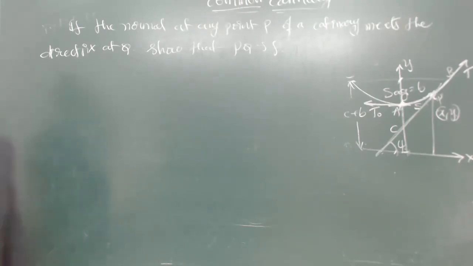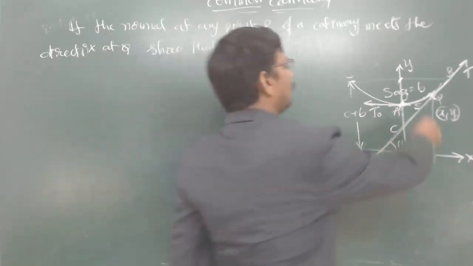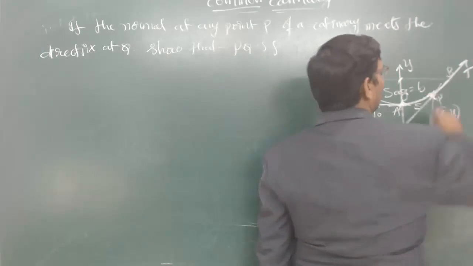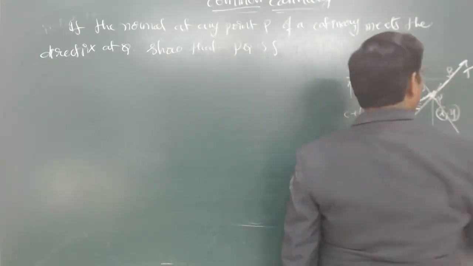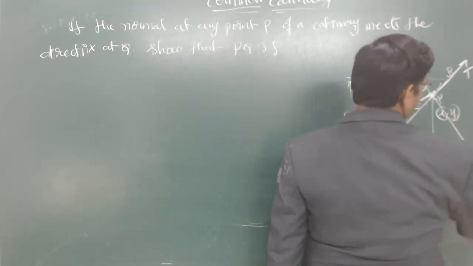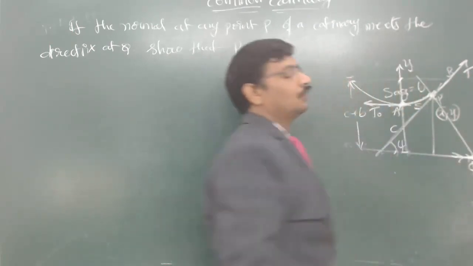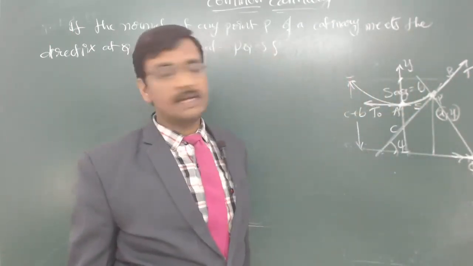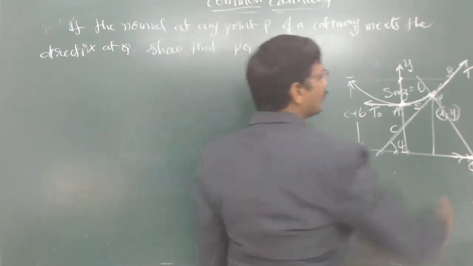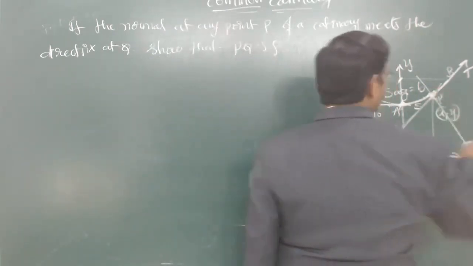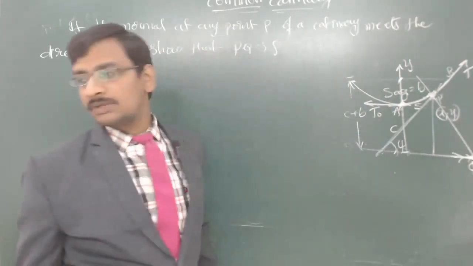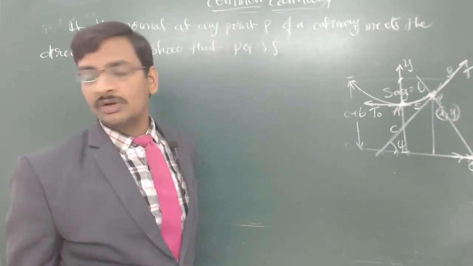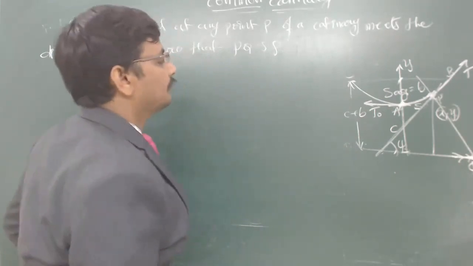Anybody got it? See this one. This is the point, and if you draw a normal like this, meeting the directrix at Q, then what he asked was to find that this length is equal to the radius of curvature of the curve at that particular location. Got it? So here this angle is psi.